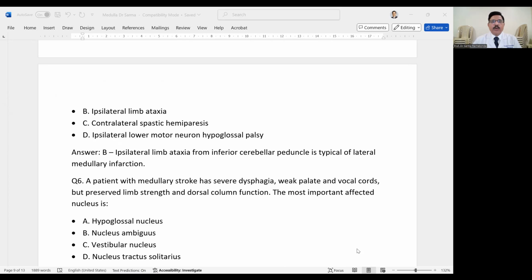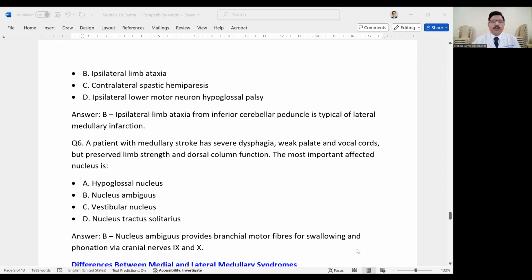A patient with medullary stroke, some sort of medullary apoplexy. Dysphagia is there, palatal weakness is there, vocal cord paralysis is there, preserved limb strength is there, dorsal column function is preserved. Most important, which nucleus is affected? Nucleus ambiguus. The hypoglossal nucleus doesn't produce it. The vestibular nucleus is more about balance and other things. Nucleus ambiguus, nucleus solitarius.